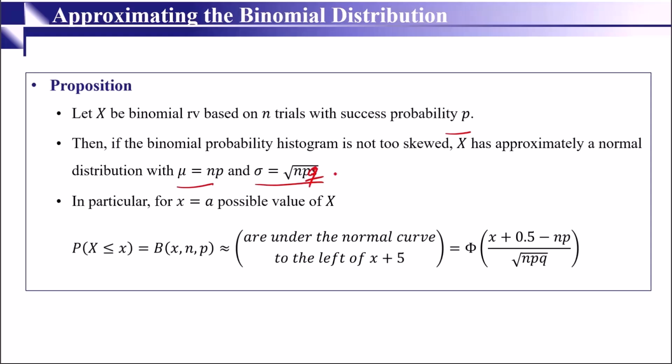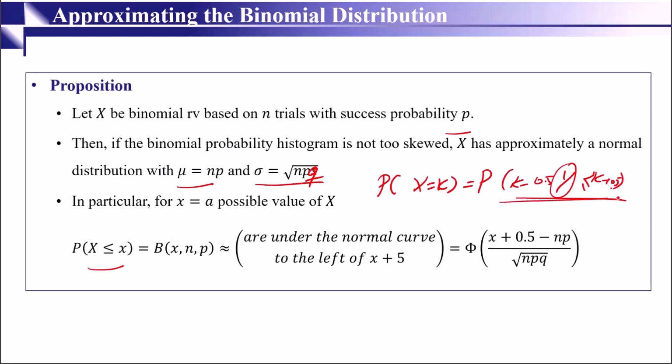For a specific value, for example, the probability of X equal to k is equal to the probability of Y between k minus 0.5 and k plus 0.5, right? So this Y is the normal random variable with the same mean and standard deviation. We just added something to improve the accuracy. So the probability of X less than or equal to x for a binomial distribution is the area under the normal curve to the left of x plus 0.5.